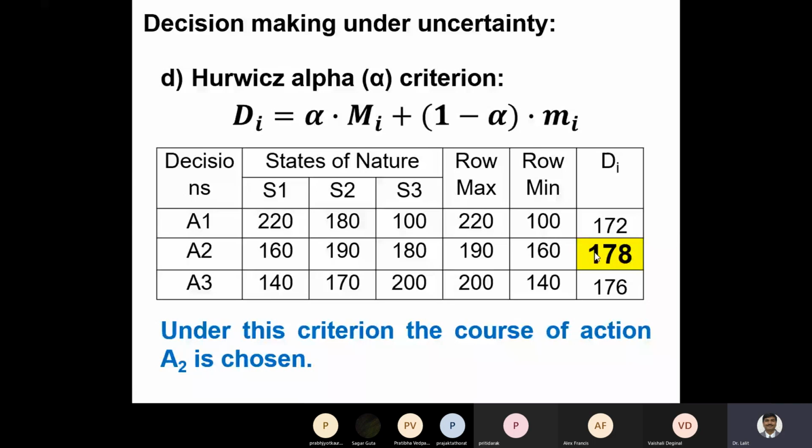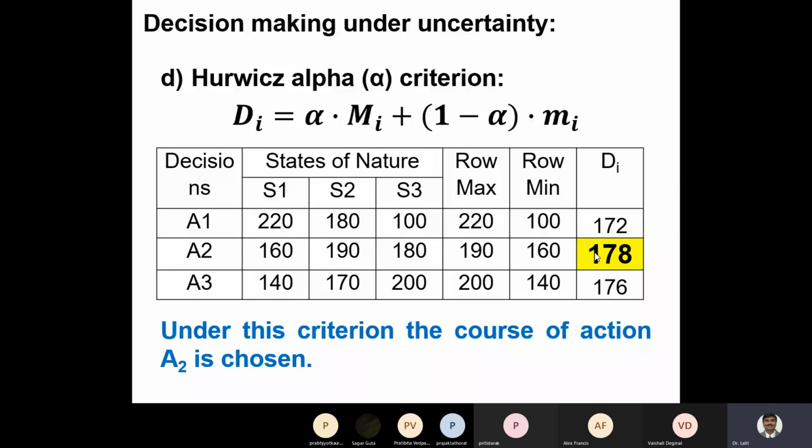See, the first criteria we discussed, the maximax criteria, is for an optimistic approach. And the maximin criteria is a pessimistic approach. These are two extreme approaches. But in reality, the Hurwitz criteria is also called the realistic approach. Maximax is the optimistic approach, maximin is the pessimistic approach, and Hurwitz is a realistic approach.